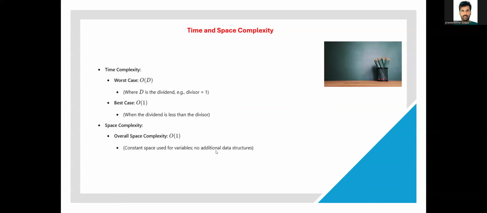The time and space complexity, where D is the dividend: the time complexity in the worst case is O of D, and the best case is O of 1. The space complexity is constant, since space is used only for variables and there are no additional data structures. So overall space complexity is O of 1.